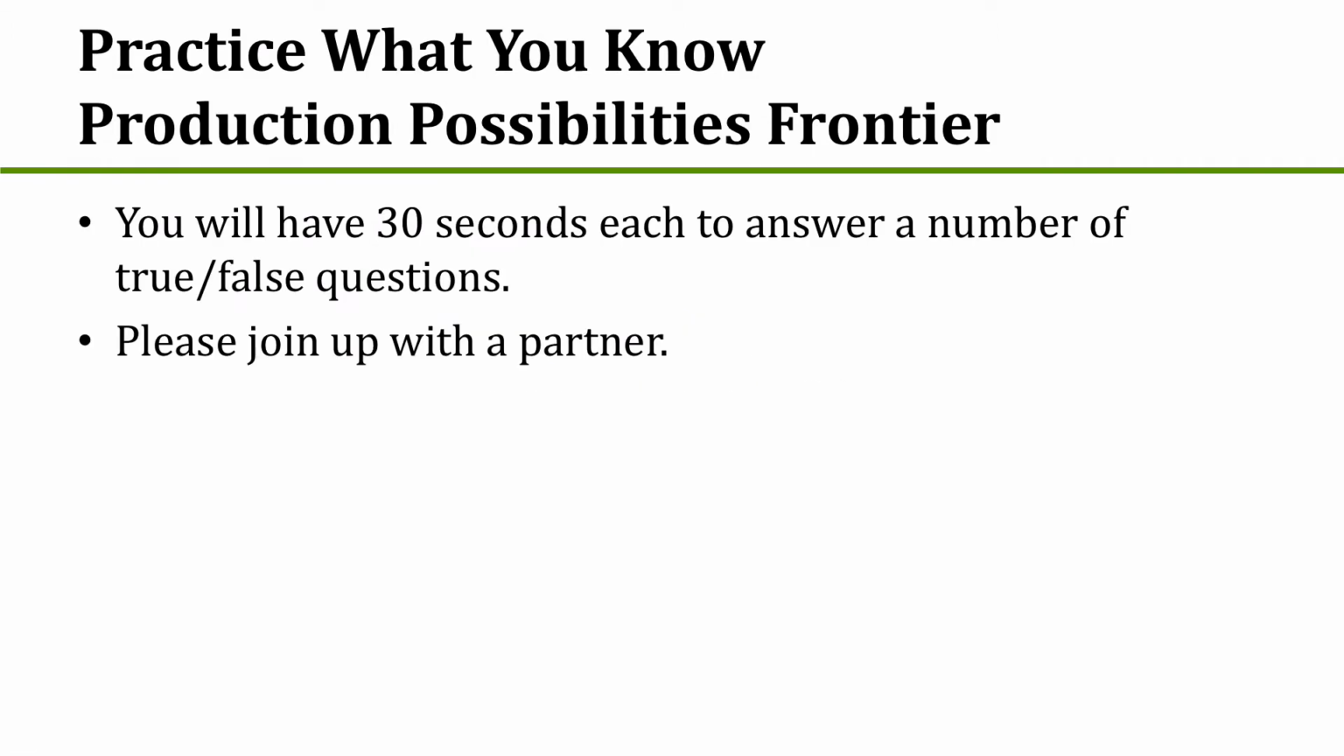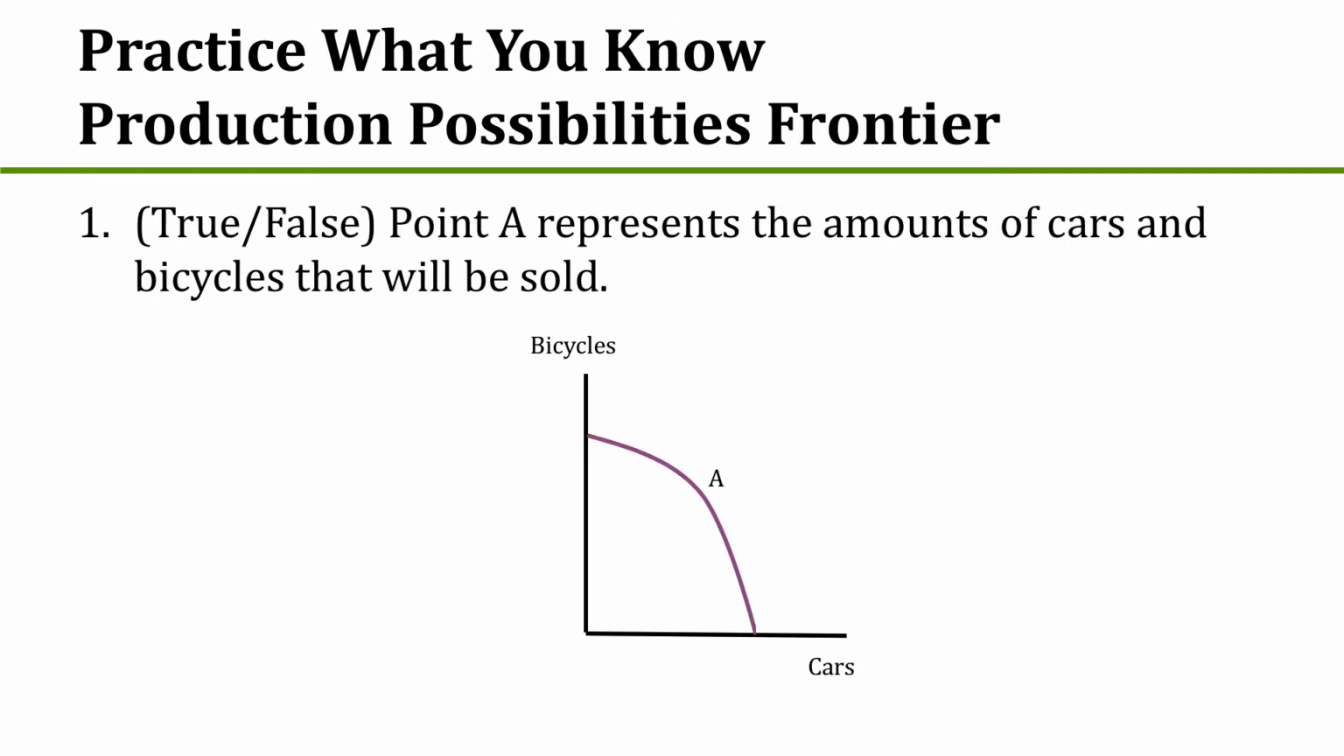So now I'm going to give you a couple of sentences, and for each sentence, I will request you to tell me which one is true or false. Let's start. The first sentence is saying that point A represents the amount of cars and bicycles that will be sold. Of course, this is a PPF, and this is about bicycles and cars.